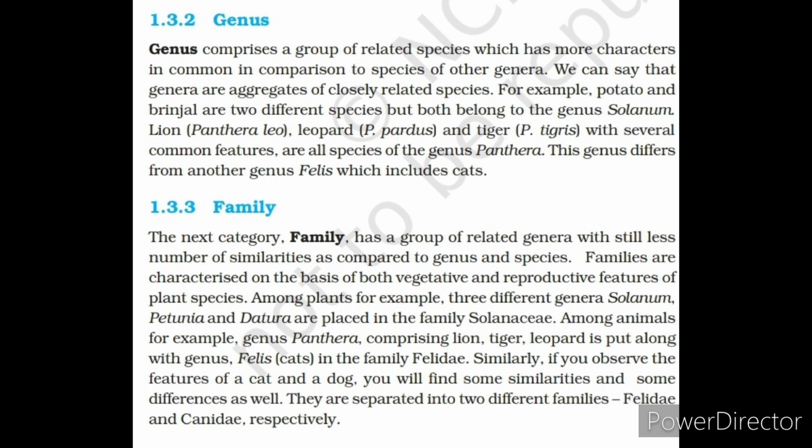Family. The next category, family, has a group of related genera with still less number of similarities as compared to genus and species. Families are characterized on the basis of both vegetative and reproductive features of plant species. Among plants, for example, three different genera Solanum, Petunia and Datura are placed in the family Solanaceae. Among animals, for example, genus Panthera, comprising lion, tiger, leopard is put along with genus Felis, cats, in the family Felidae. Similarly, if you observe the features of a cat and a dog, you will find some similarities and some differences as well. They are separated into two different families, Felidae and Canidae, respectively.